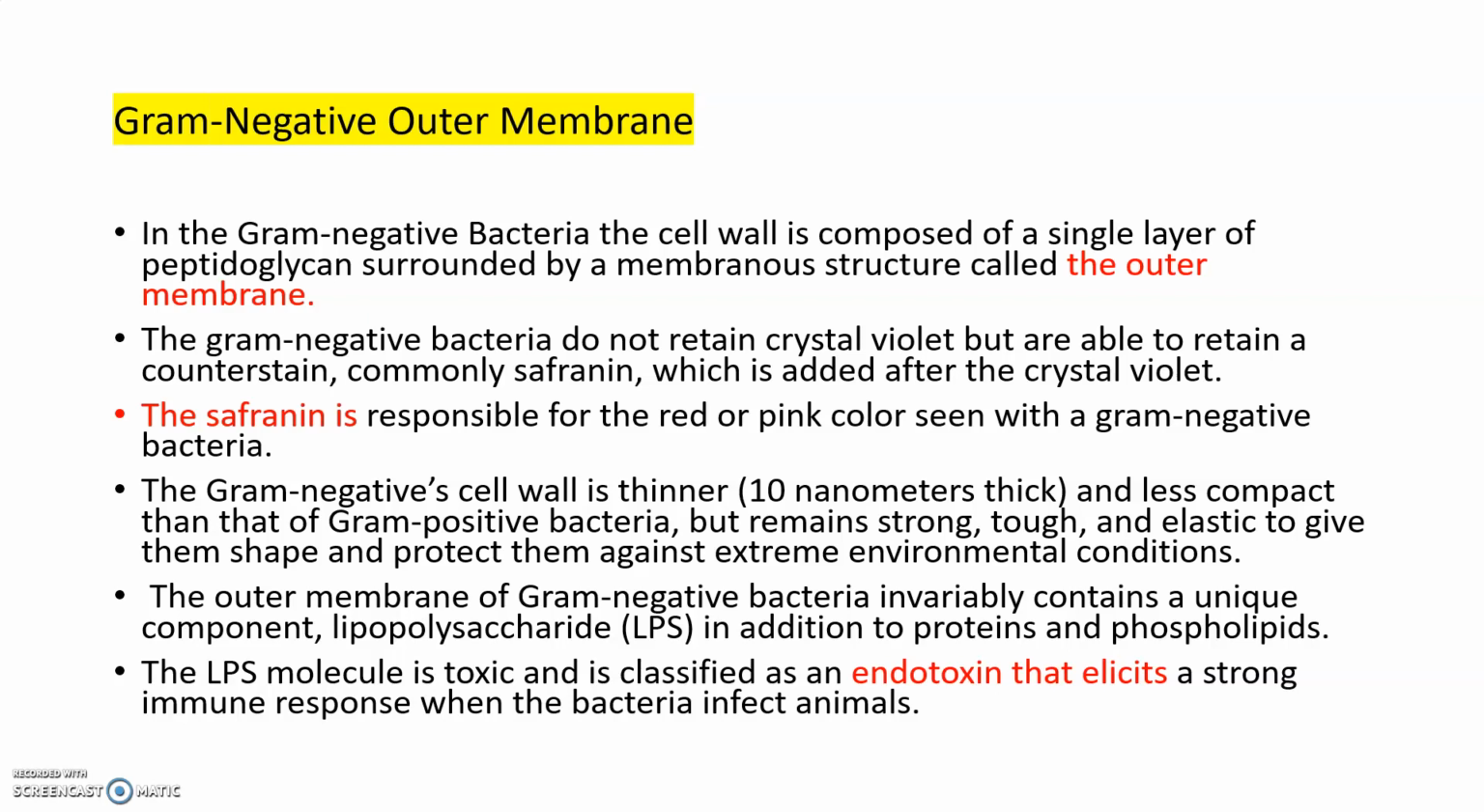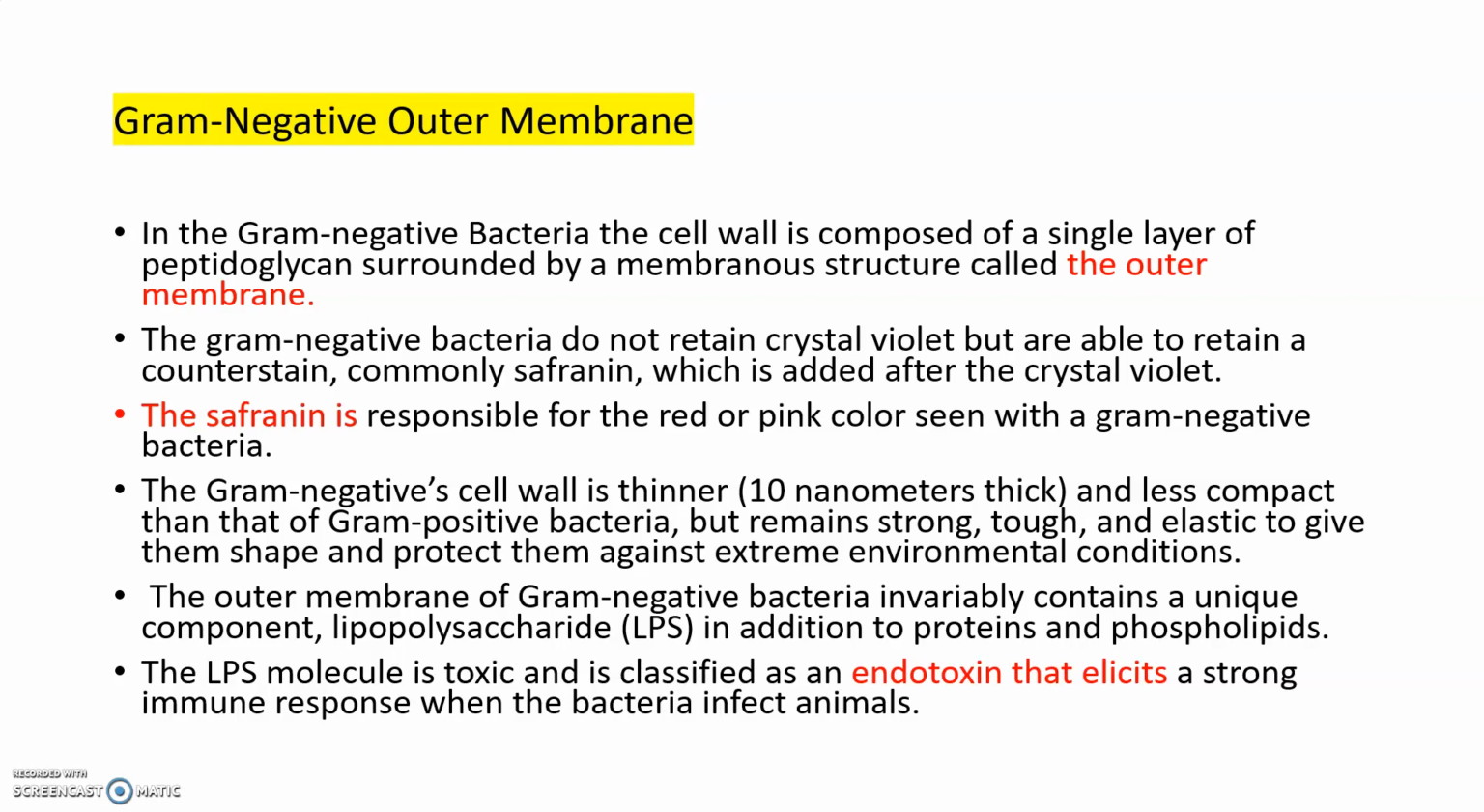Then the gram-negative cell wall is very thin, about 10 nanometers thick, and less compact than that of the gram-positive. That is an important point, but it remains strong, tough and elastic to give shape to the bacteria and protect them against extreme environmental conditions, even to the outer membrane of this gram-negative bacteria.